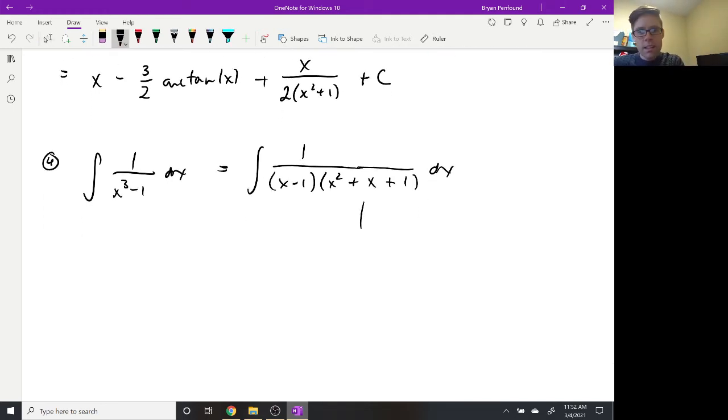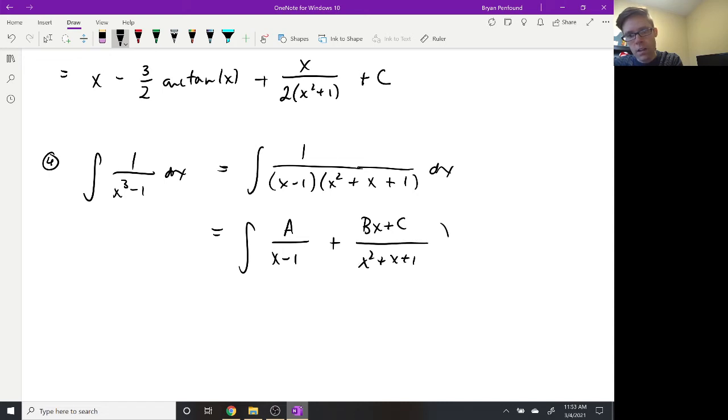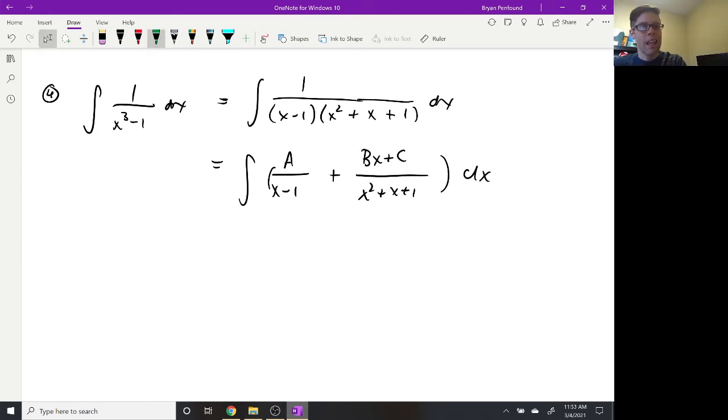And this is an irreducible quadratic. Whenever I use the sum or difference of cubes formula, this quadratic just can't be simplified any further. So this is as fully factored as that denominator is going to get. So we're hoping to break this apart into something that looks like A over the linear term plus Bx plus C over the irreducible quadratic. Okay, so that's our goal, to try to decompose it like this.